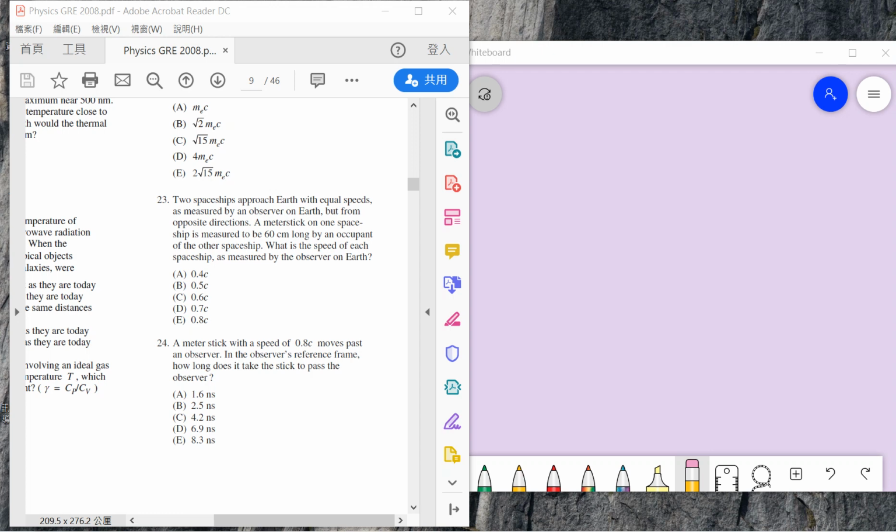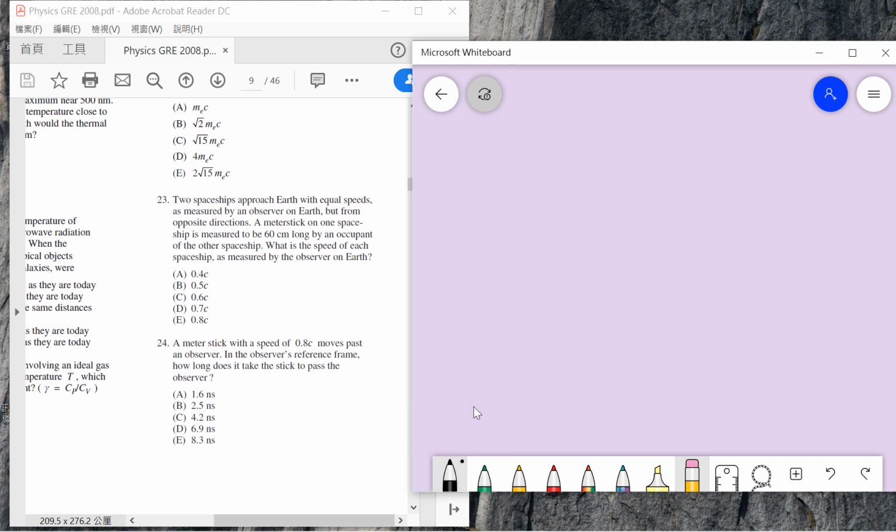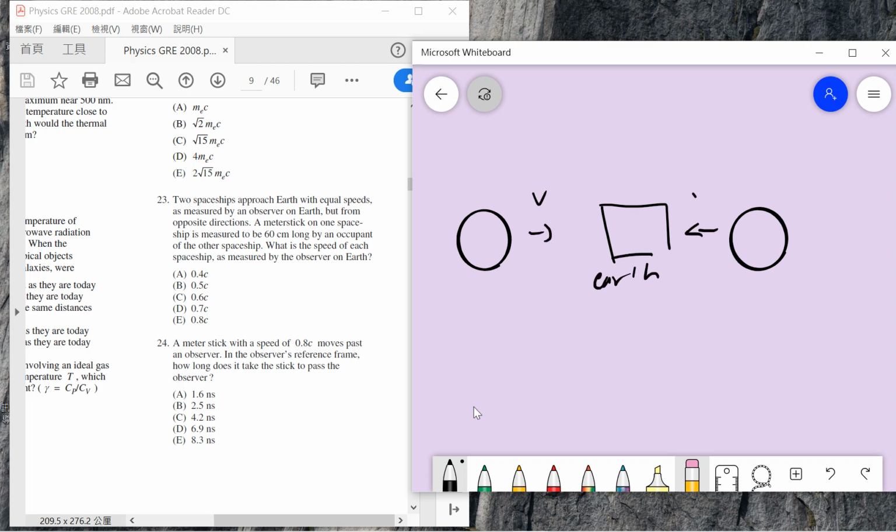So, keep solving our physics GRE. Questions 23 and 24 look like they're special relativity, so we solve 23 first. It says there are two spaceships approaching Earth with the same speed, v and v.